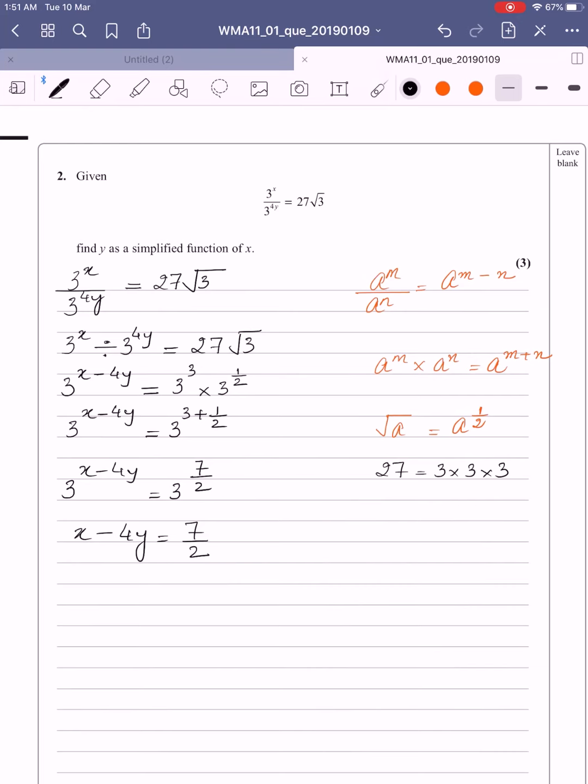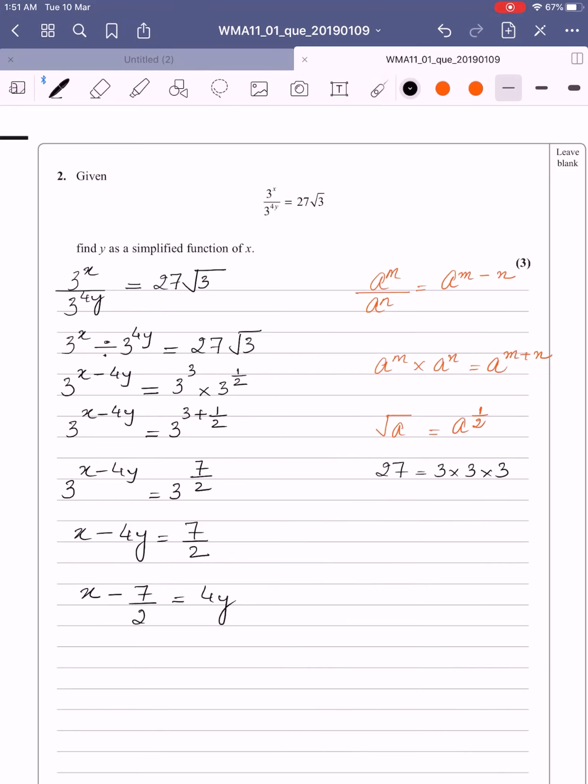So we have the term containing y with a negative sign. We will transpose it on the right hand side so the term becomes positive. So we have x minus 7 by 2 is equal to 4y. In this step, we also transpose this 7 by 2 from the right hand side to the left hand side.